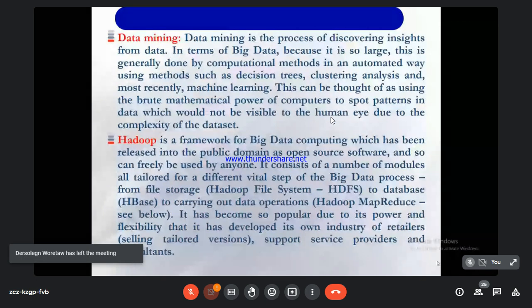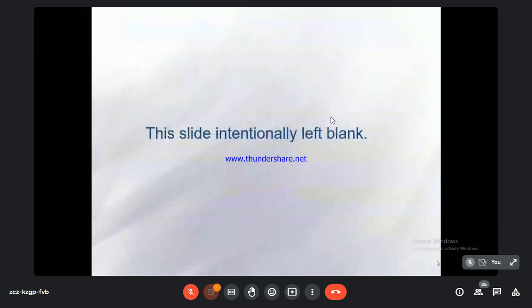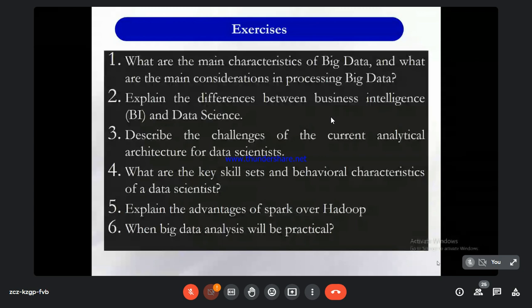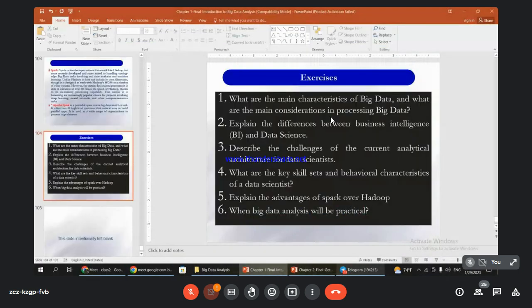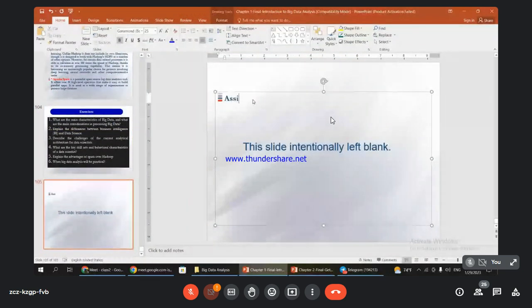These are all some terms of big data. Then you will have some exercises you can practice. But I do have one assignment. Assignment one. This is an individual assignment. Select a paper that is SCI indexed.